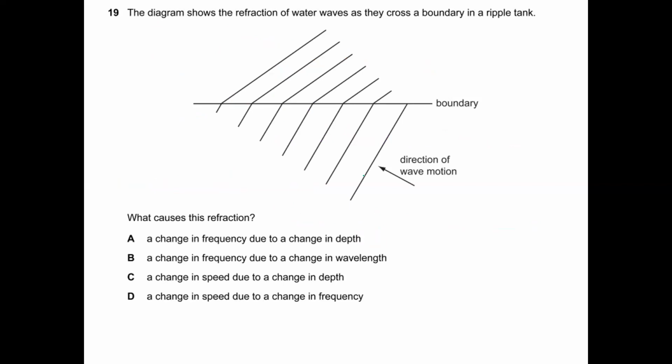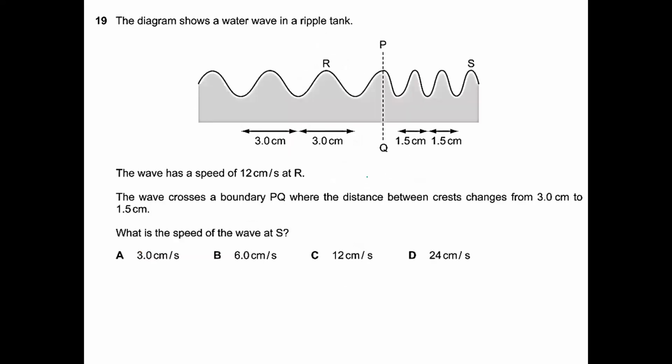Now, solve this MCQ. The diagram shows the refraction of water waves as they cross a boundary in a ripple tank. What causes this refraction? A change in speed due to the change in depth. The waves move from deep to shallow.